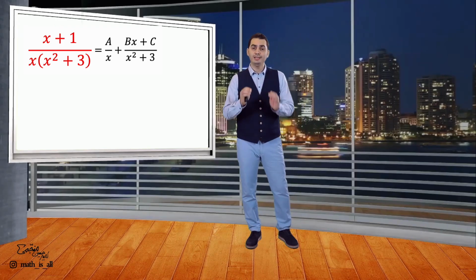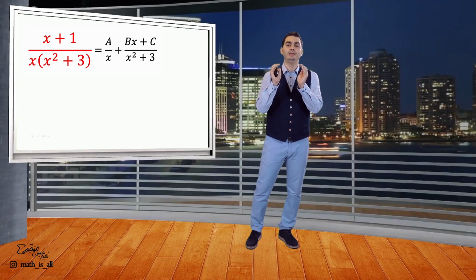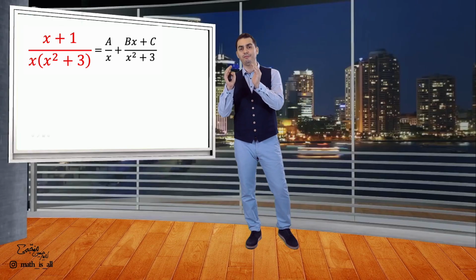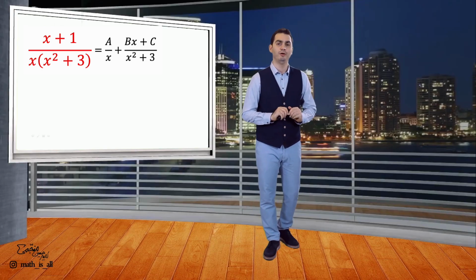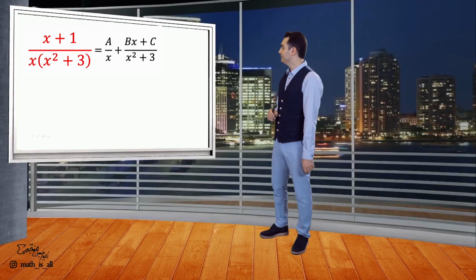However, that is only if the entire factor had a power, meaning if it was x plus 3 squared, then I would write 2 of them. This x squared plus 3 is to the power of 1, so one fraction is enough for us. So I wrote one fraction with x squared plus 3 in the denominator. What do I write in the numerator?